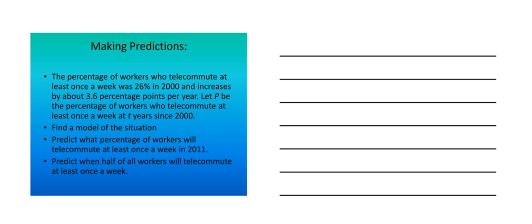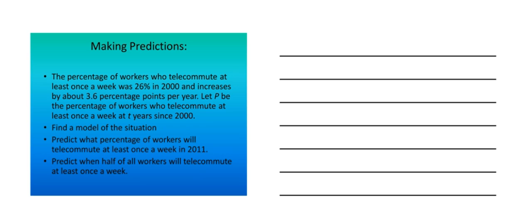Making predictions. The percentage of workers who telecommute at least once a week was 26% in 2000, an increase by about 3.6 percentage points per year. Let P be the percentage of workers who telecommute at least once a week at T years since 2000. Find the model of the situation. Predict what percentage of workers will telecommute at least once a week in 2011. Predict when half of all workers will telecommute at least once a week.